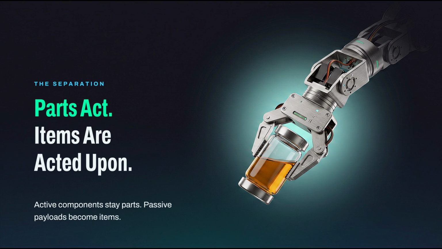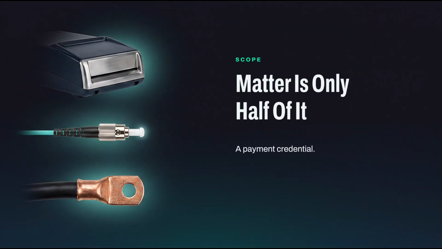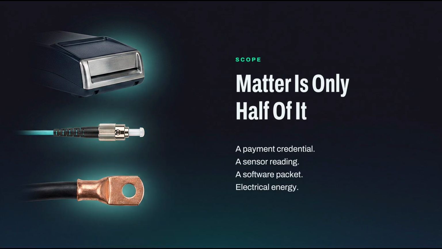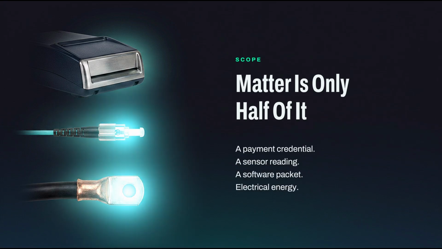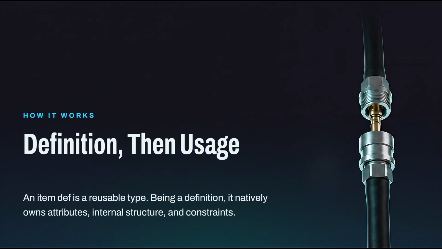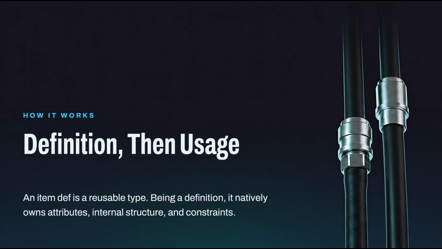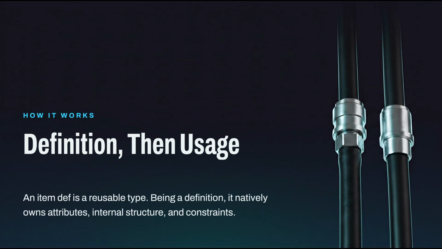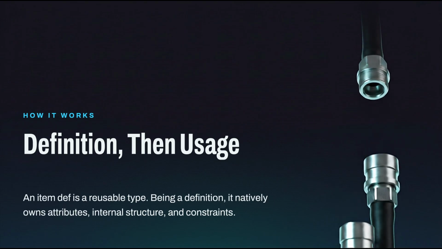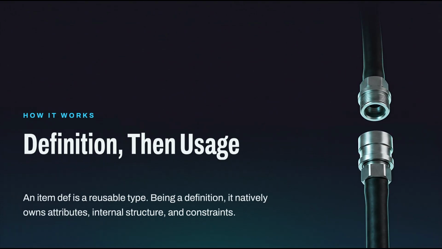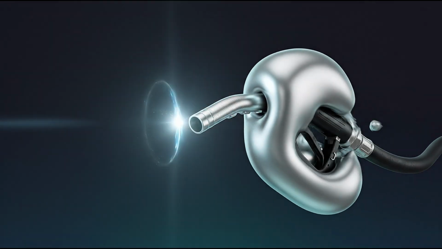That is useful for physical matter, but the idea is broader. A payment credential, a sensor reading, a software packet, and electrical energy can all be modeled as items. The definition-usage pattern applies here just as it does for parts and ports. An item def defines a reusable type of thing. Because it is a definition, it can natively own its own attributes, internal structures, and constraints. An item is a usage of that definition.